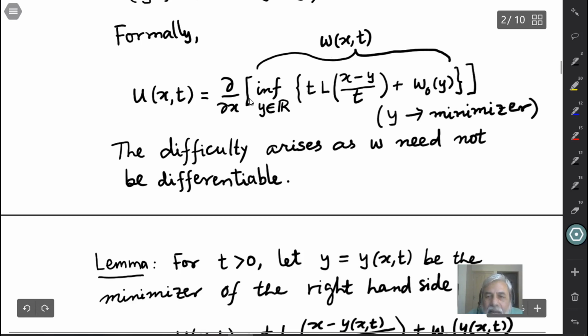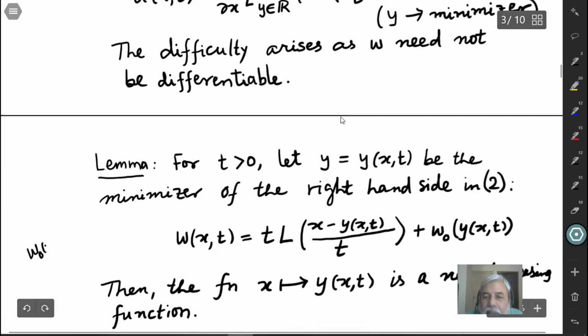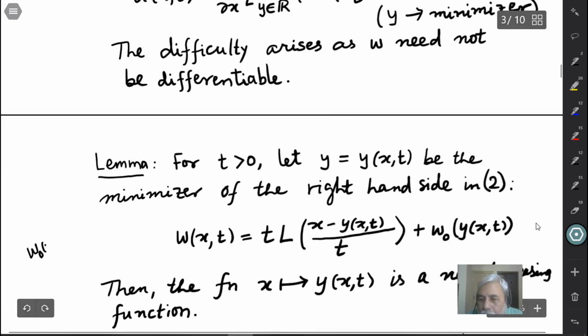Okay, and for that we need to study this minimizer function carefully, and this minimizer function also arises when we simplify this formula in the end. So this plays an important role in the Lax-Oleinik formula. So we need to study this minimizer. And of course that depends on x and t. So its minimizer is a function of x and t. So we'll first study how that minimizer depends on x and t. So that is our first topic.